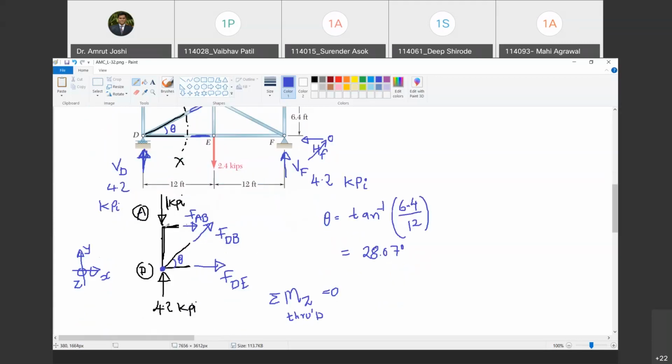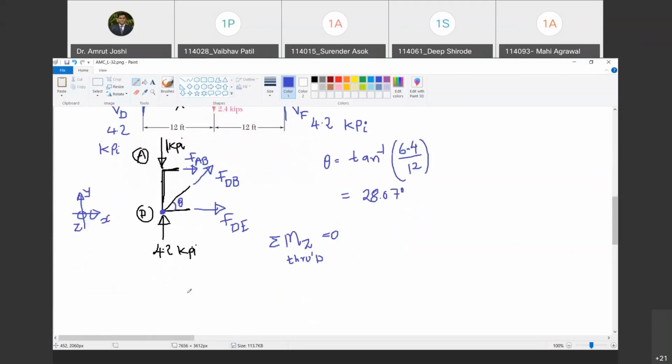Now tell me, 1 kPa. What is the moment of 1 kPa about D? 0, because its line of action is passing through D. Do you agree with me? Yes, sir. So 1 into 0. What is the moment of 4.2 kPa about D? 0, because the line of action is passing through D. What is the moment of FDB about D? 0, because its line of action is passing through D. What is the moment of FDE? It is also 0, because its line of action is passing through D. Do you agree with me?